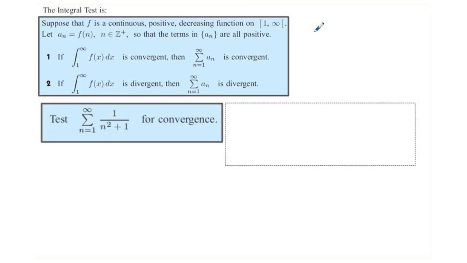So test the infinite series from n equals 1 to infinity of 1 over n squared plus 1 for convergence. So if we look at that, imagine if we change this into the integral from 1 to infinity of 1 over x squared plus 1 with respect to x. So if we turned it into a function of x, is that something we could integrate reasonably easily, and would it converge?